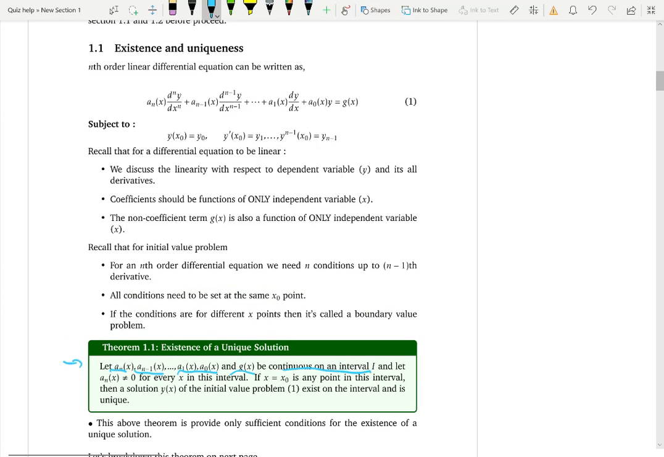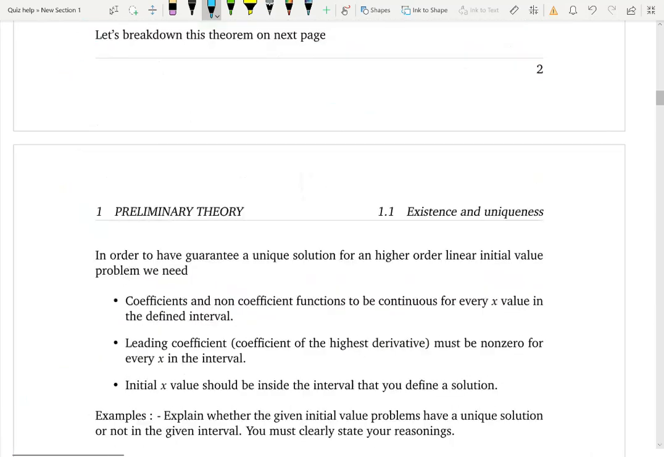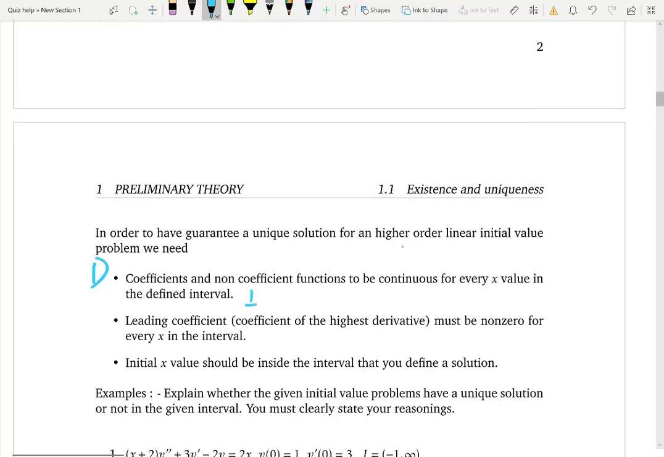So what are those a terms? Remember I said our differential equation is linear. And remember we identify these a functions as coefficients of y and all its derivatives. So what the theorem says is make sure these coefficients are continuous on an interval I. And not only that, the isolated function g of x, which is neither a coefficient of y nor of its derivatives, better be continuous on that interval. So continuity of g and the a terms, that's the first condition on an interval I.